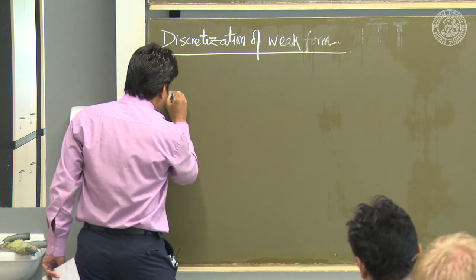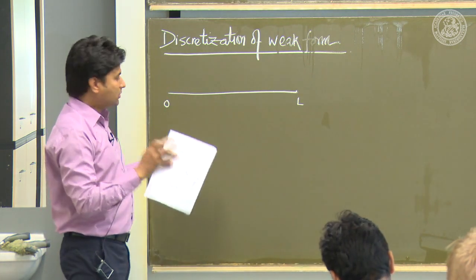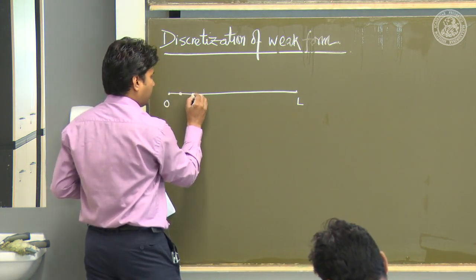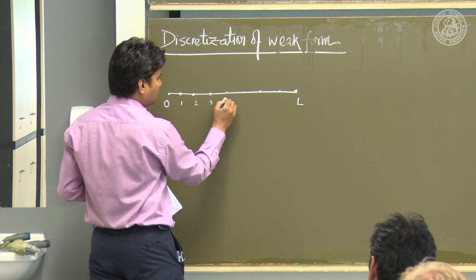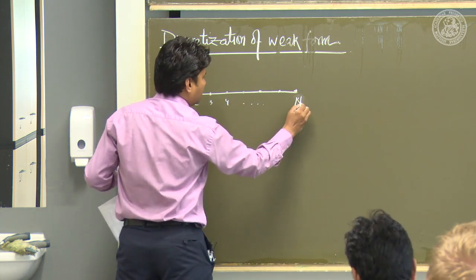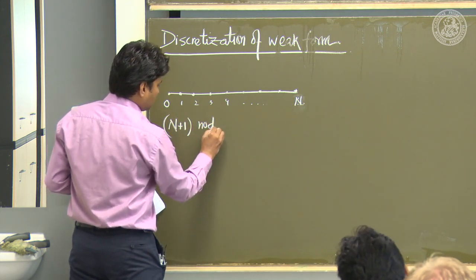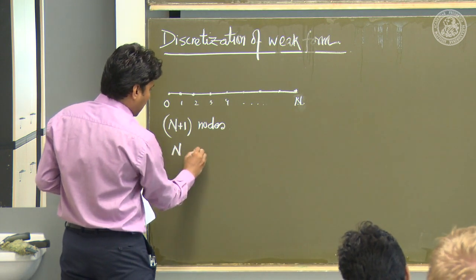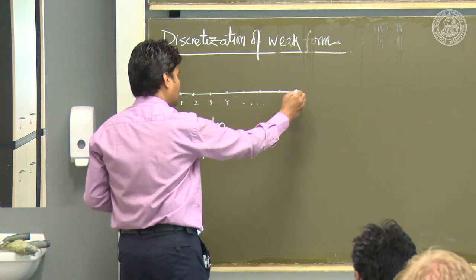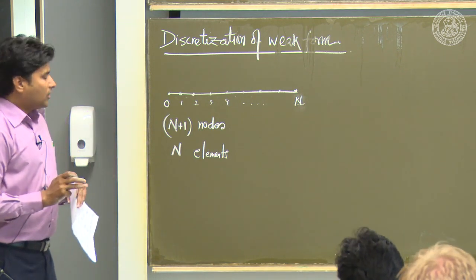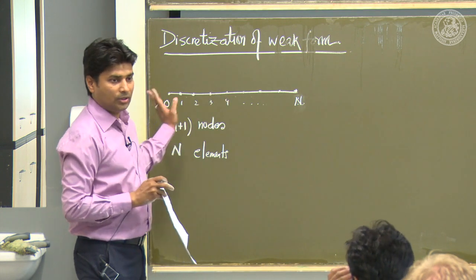So what we do is, we have our rod which spans from 0 to L. We are going to discretize into nodes: node number 0, 1, 2, 3, 4, up to the last node, which is big N. So there are total N plus 1 nodes, and N elements, element 1, 2, 3, 4, 5, 6, 7, 8 up to N. So this is the discretization of the domain of the rod.